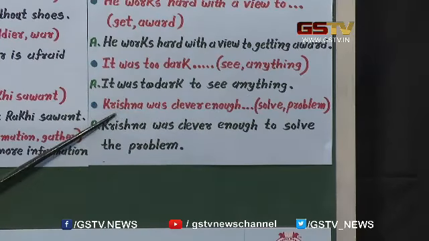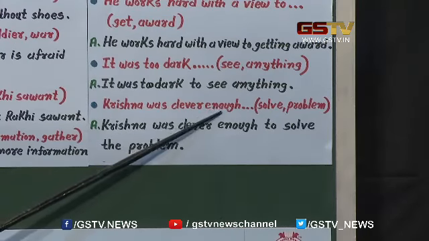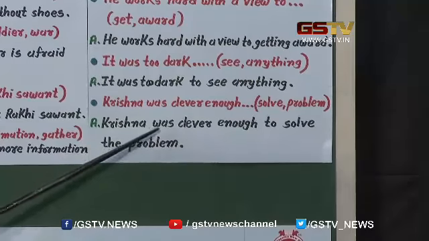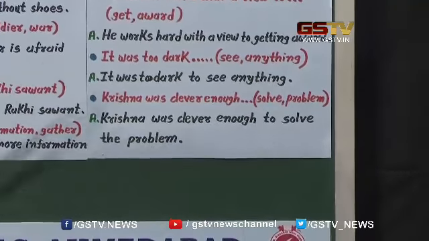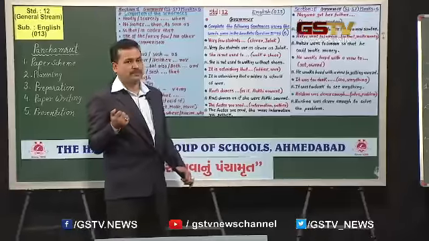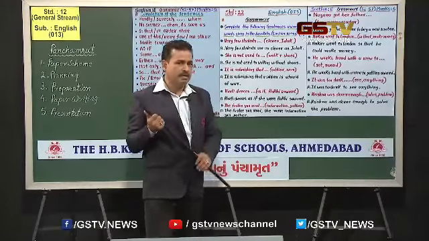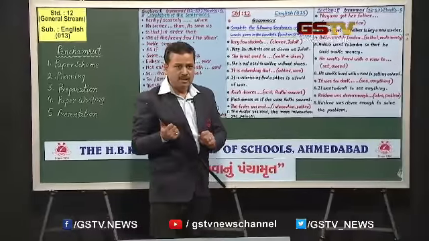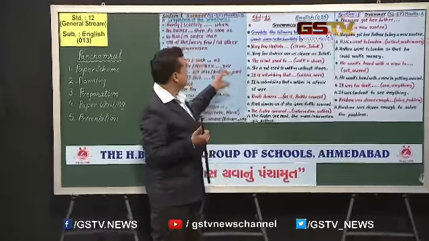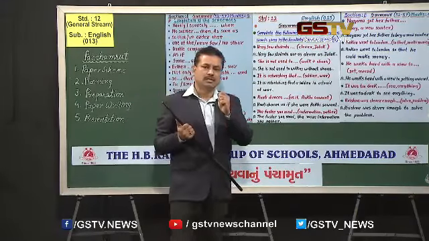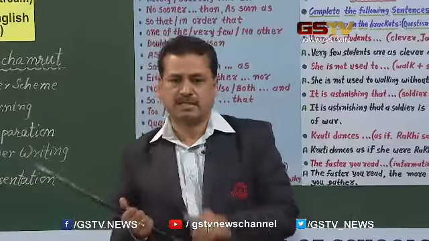Next one is, Krishna was clever enough. Here also you have to use to complete the sentence. Krishna was clever enough to solve the problem. And finally, I would like to tell you, in grammar section, please keep 2-3 things in mind. First of all, get command over tenses, and as far as this completion of the sentence is concerned, if you are going to revise this structure, you will get good marks, you will get excellent marks.